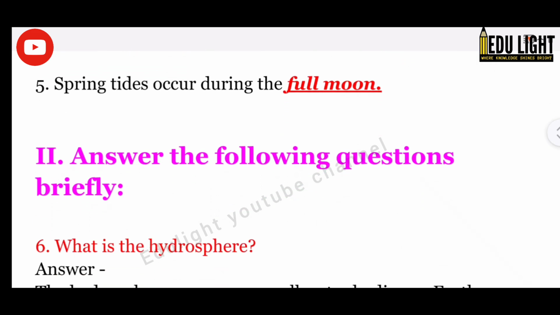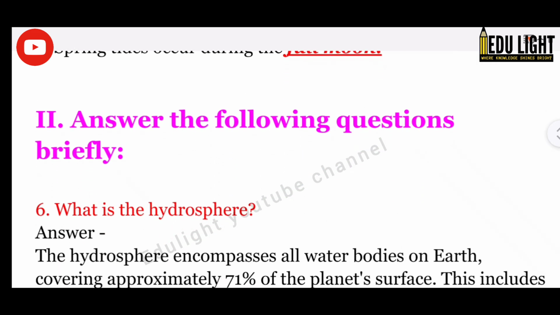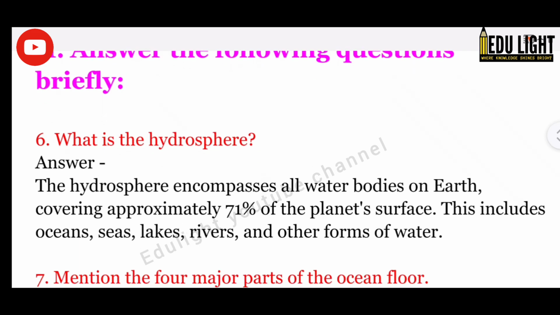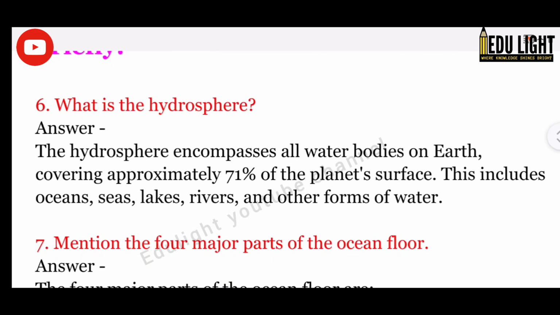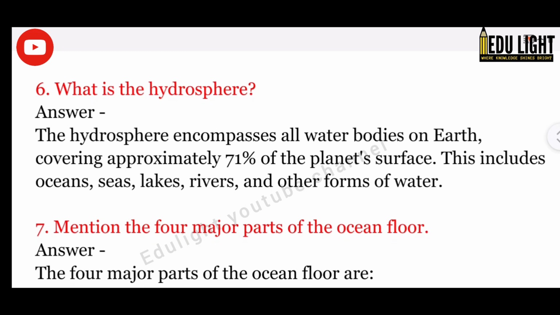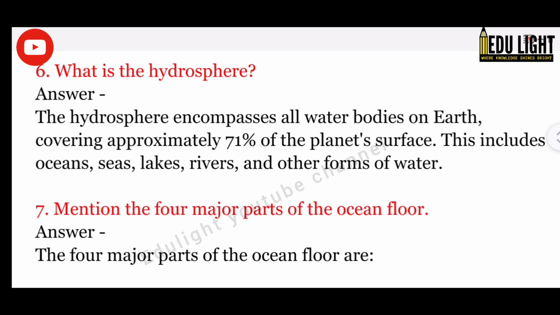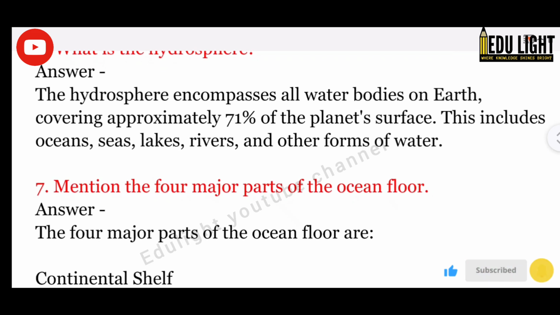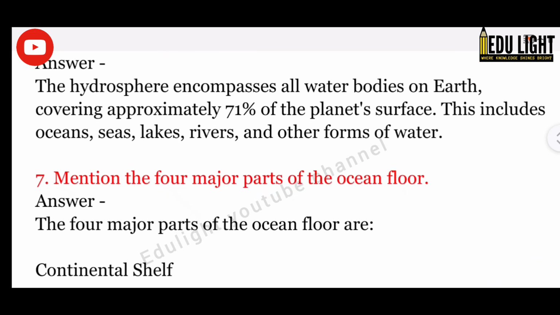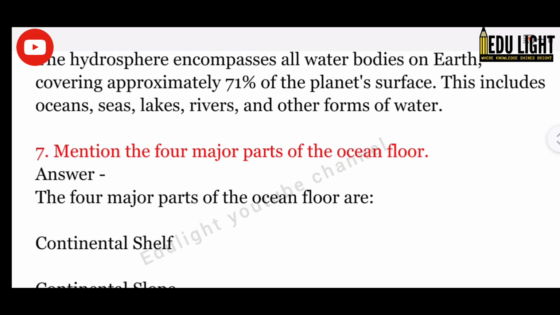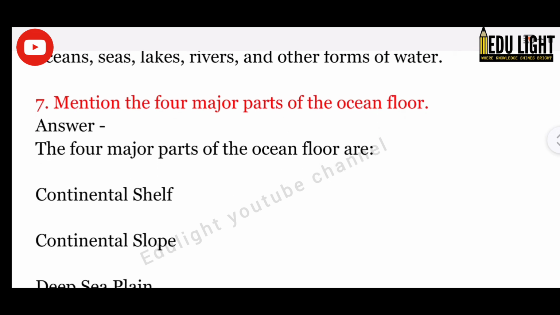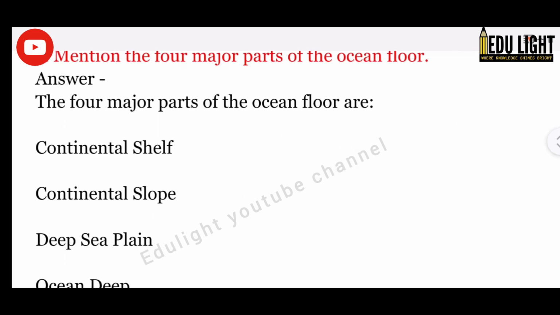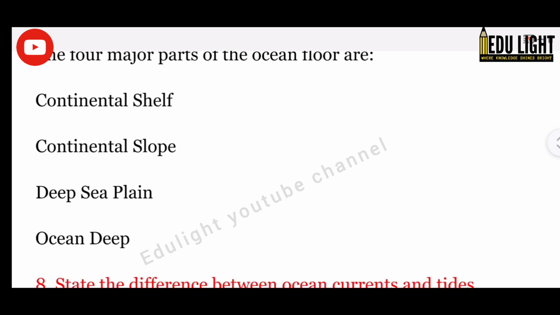Answer the following questions briefly. 6. What is the hydrosphere? Answer. The hydrosphere encompasses all water bodies on Earth, covering approximately 71% of the planet's surface. This includes oceans, seas, lakes, rivers, and other forms of water. 7. Mention the 4 major parts of the ocean floor. Answer. The 4 major parts of the ocean floor are continental shelf, continental slope, deep sea plain, ocean deep.